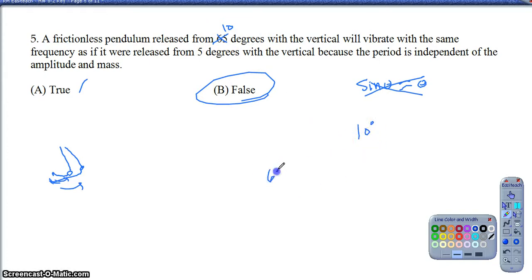So if I said 6 degrees and 8 degrees, no problem. They have the same frequency. 2 degrees and 3 degrees, no problem. They have the same frequency. 6 degrees and 20 degrees, that's where the issue lies, right? The angle gets too big. So this example is false, and again, probably most of us are comfortable with that, but make sure you are comfortable with that key concept.